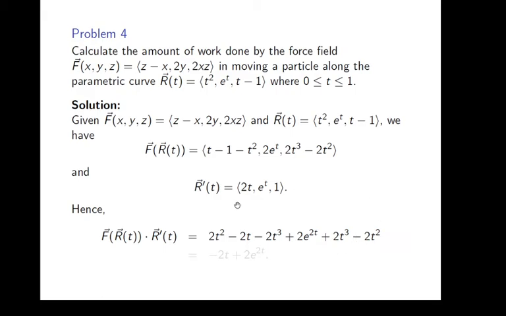Now observe that 2t squared will cancel with negative 2t squared here, and negative 2t cubed will cancel with 2t cubed here. And so simplifying, we will get negative 2t plus 2e to the exponent 2t. So to get the amount of work done, we need to integrate negative 2t plus 2e to the 2t from 0 to 1.